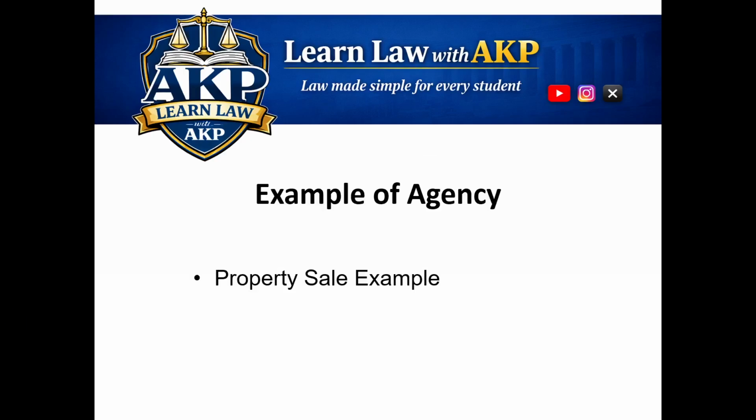Now, let us understand agency through a simple example. Suppose Ram owns a house in Hyderabad. Ram moves abroad and cannot personally handle the sale. He appoints Shyam to sell the house on his behalf. Here, Ram is the principal, Shyam is the agent, the buyer becomes the third party. When Shyam acts within his authority, his actions legally bind Ram. This is a perfect example of agency.